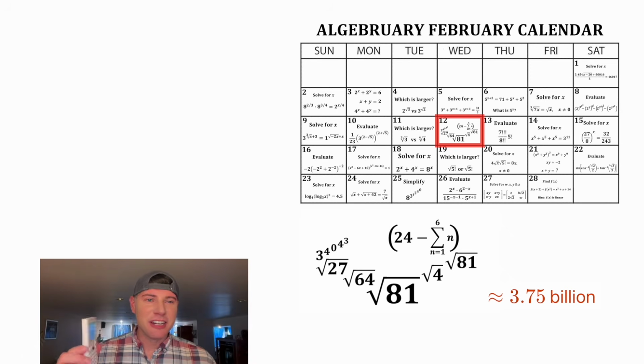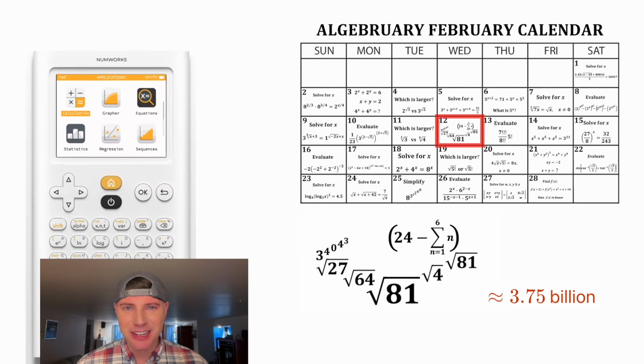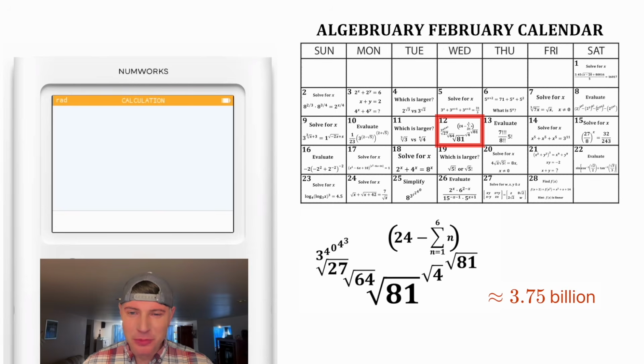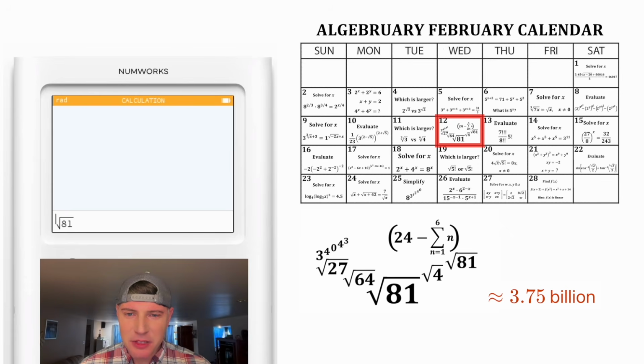And instead of doing it on here and then trying to show it to you, they have a free online emulator that is exactly the same thing as the calculator. So that's going to make making this video really easy. First we're going to go into calculator. We want to do a custom root of 81. So we'll go to the toolbox, hit the nth root, plug in 81, and then up in this box we'll do the nth root of 64, and then in this box we'll do the nth root of 27, and then up here we'll do the power tower of 3 to the 4 to the 0 to the 4 to the 3. It looks exactly right.